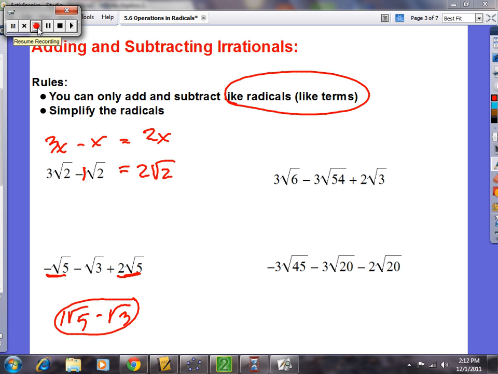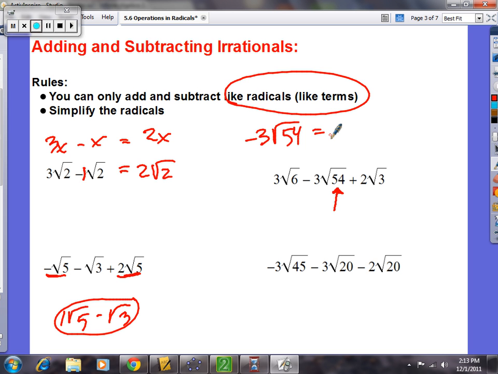Now this is a sweet problem. 3 times the square root of 6 minus 3 times the square root of 54 plus 2 times the square root of 3. This guy has got to bug us right here. You can simplify it. Square root of 54 is not simplified. You can divide 54 by which square? By 9.